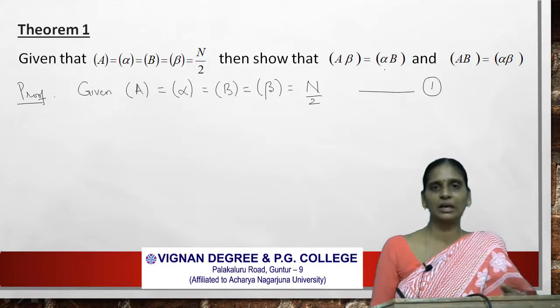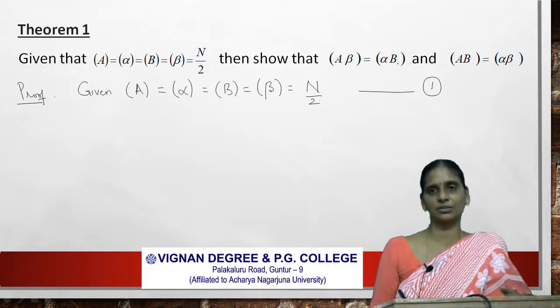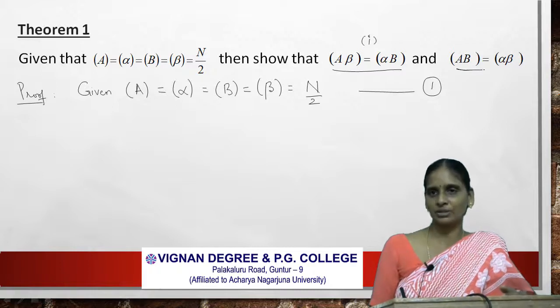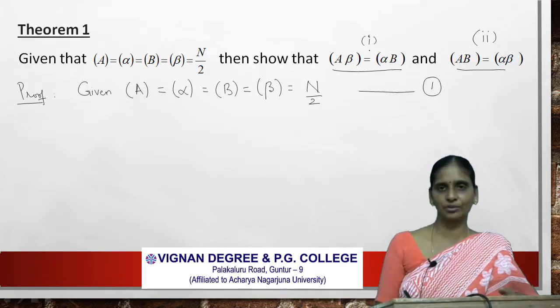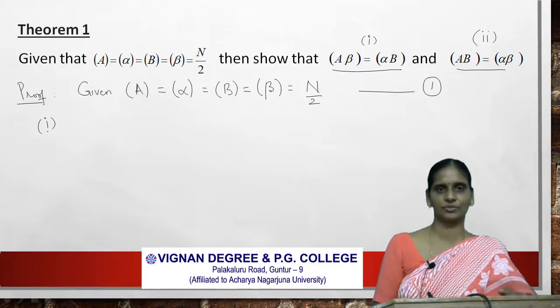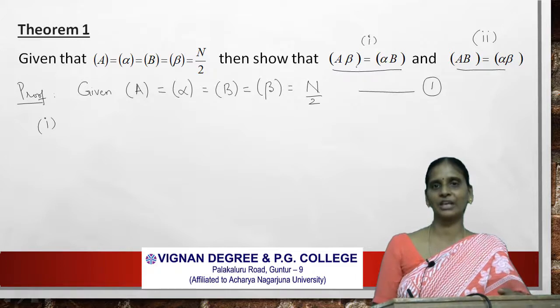Now we have to prove the relation, that is frequency of A beta is equal to frequency of alpha B. So this is the first relation to prove. And the second is frequency of AB is equal to frequency of alpha beta. So here we have to prove the first relation. So we have to prove that frequency of A beta is equal to frequency of alpha B.